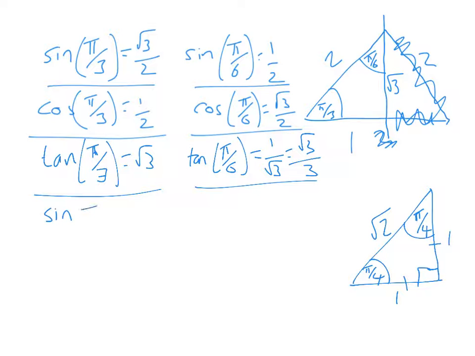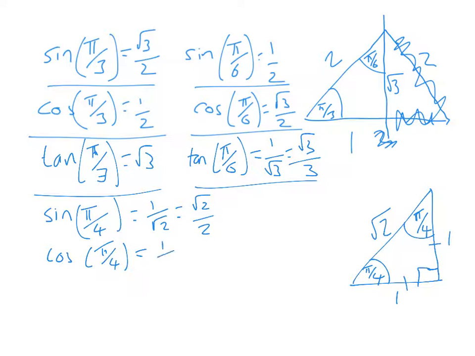So sine of pi over 4 is 1 over root 2. Better, root 2 over 2. Cos of pi over 4 is, again, 1 over root 2, according to the diagram, which we can write as root 2 over 2. And tan of pi over 4 is 1. So those are our key values. We know those in degrees, but we need to be able to work them out in rads.